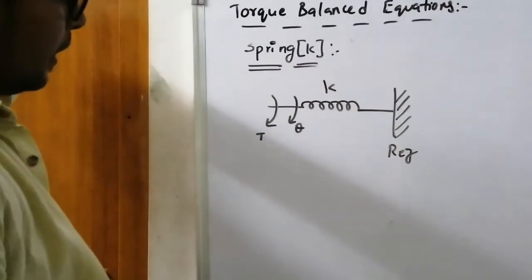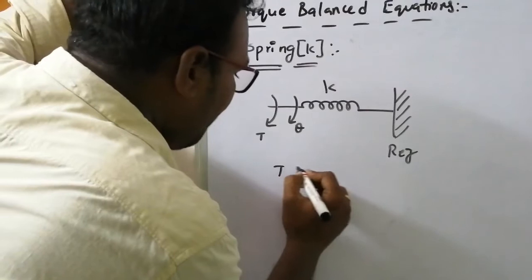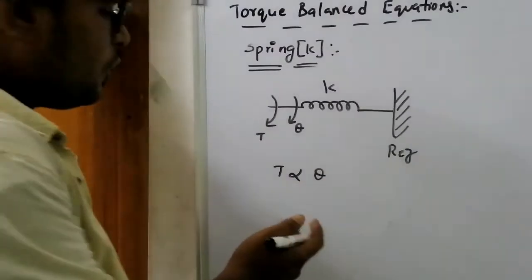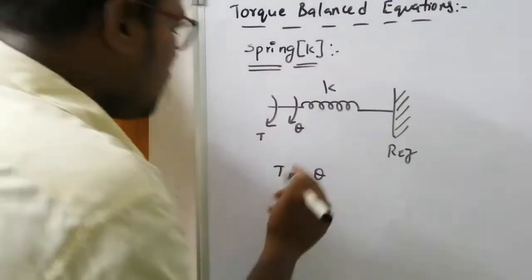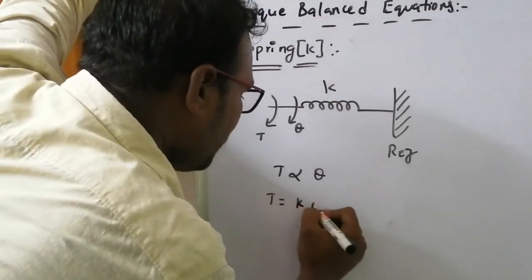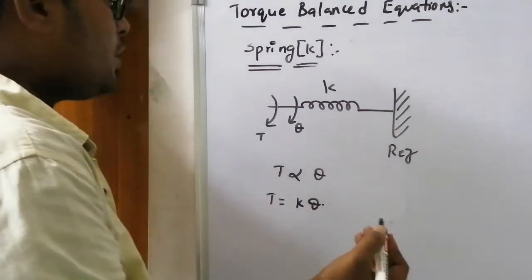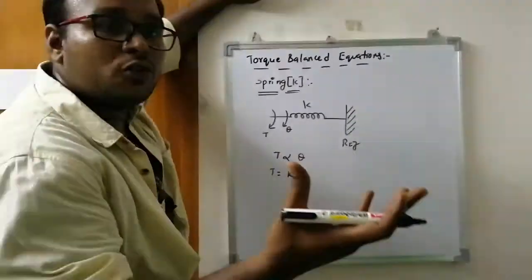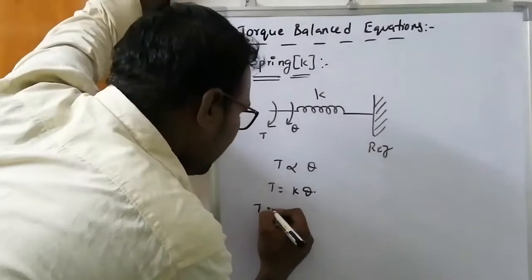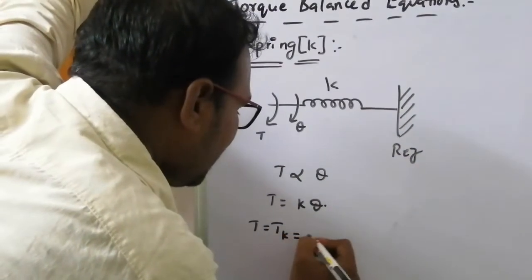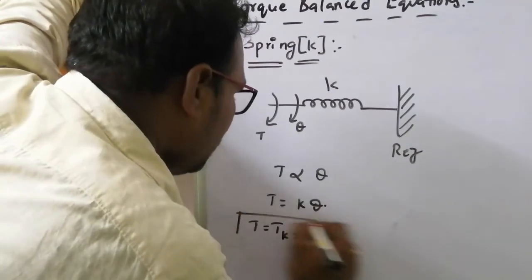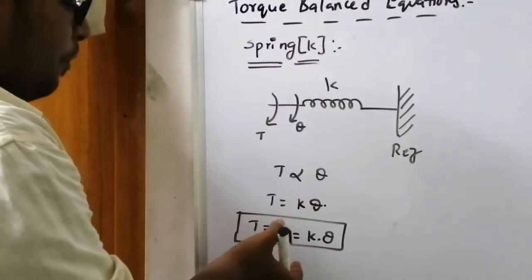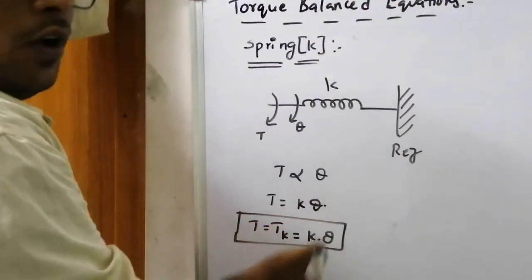So what is the torque equation? T is directly proportional to theta. To remove the proportionality, we add the stiffness constant, so T is equal to K into theta. From Newton's second law of motion, the spring opposes with an opposite torque, so T is equal to TK, which is equal to K into theta. This is the expression for the torque balance equation of the spring.